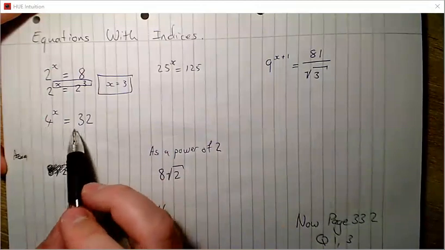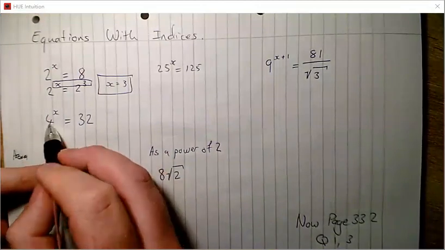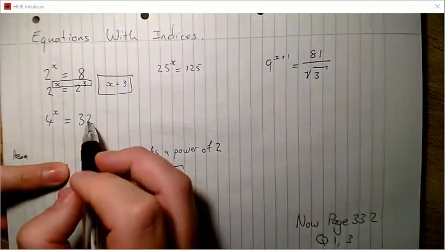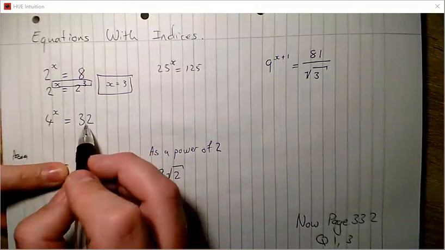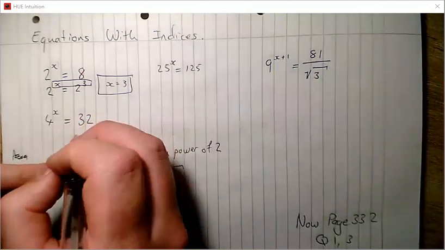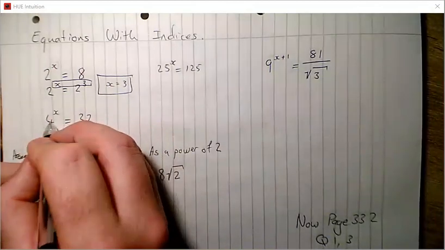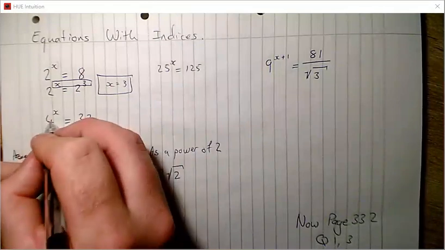A little bit trickier here. If it says 4 to the power of x equals 32, well, 4 by 4 is 16, so no, it's not 2. And 4 by 4 by 4 is 64, so it's not 3 either. So somewhere between the two of them. How do we find it? You write both numbers to base 2. So 4, you say, well, 4 is 2 squared.